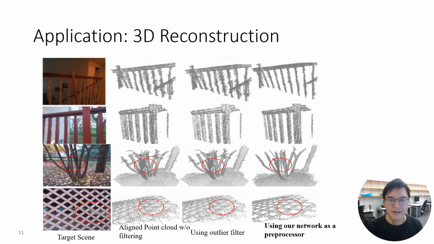Besides, our trained network can also be applied to the classical 3D reconstruction pipeline, and the multiple frame alignment results using the trained network are presented here. From left to right, the second column is the line point cloud without any filtering, and the third column is the line point cloud adding a statistical outlier filter. And the last column is using our network as a preprocessor for the raw depth map.